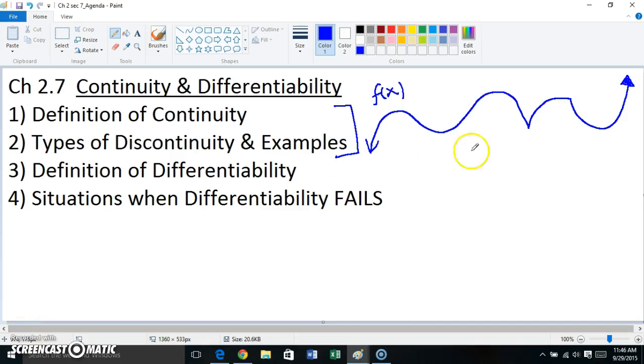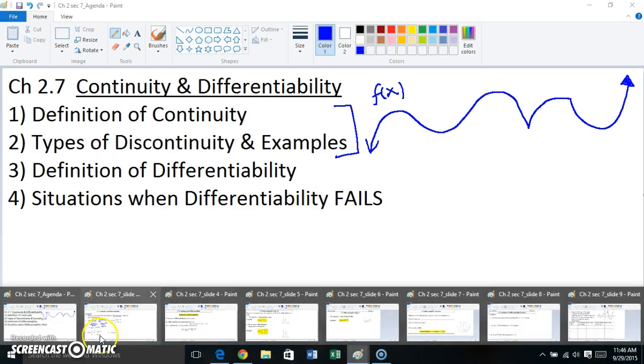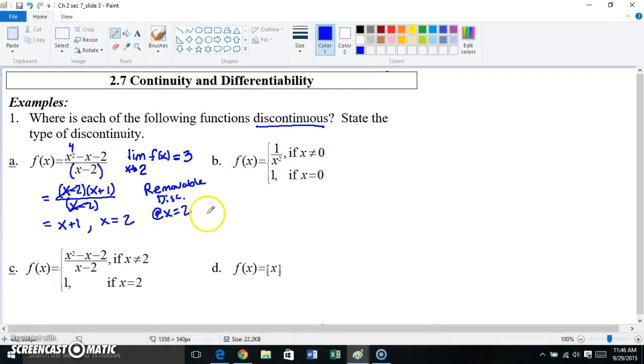Okay, we're going to finish up a few examples of the continuity and discontinuity, and then we'll take a look at differentiability. So we had just finished part A, and we said the function has removable discontinuity at x equals 2, and that's where the hole in the graph is at the point (2, 3). Okay, graph letter B. F of x is a piecewise function. It's 1 over x squared if x is not equal to 0, and 1 if x is equal to 0.